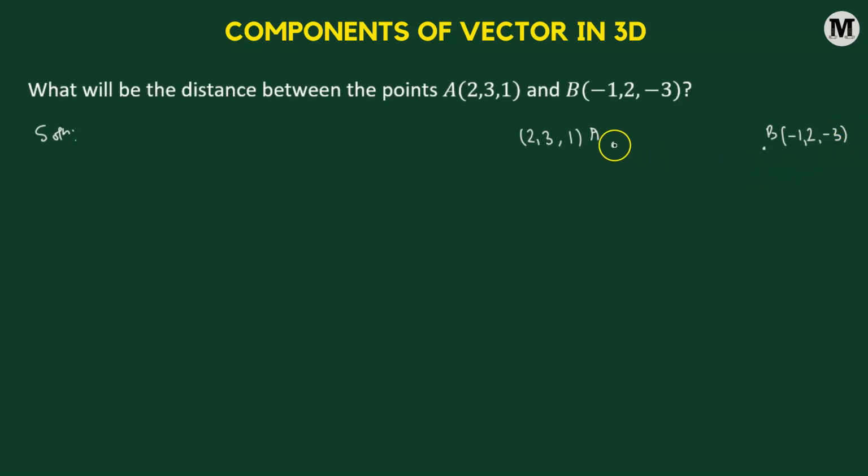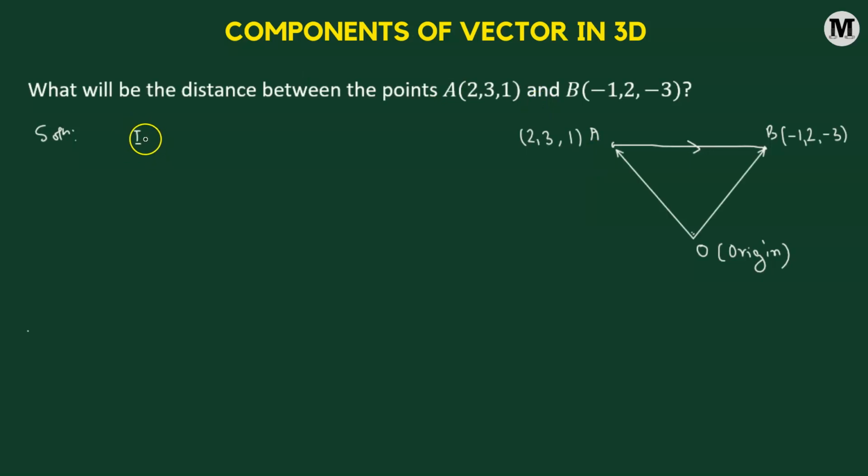Now what we'll do, let's join A and B with the help of a directed line segment going from A to B. That means AB is going to be a vector from A to B. Okay, now we're going to consider a point O. O is going to be the origin of the coordinate system with respect to which point A and point B are measured. Now we'll join point O and A with a directed line segment going from O to A, and also join point O and B with another directed line segment going from O to B.